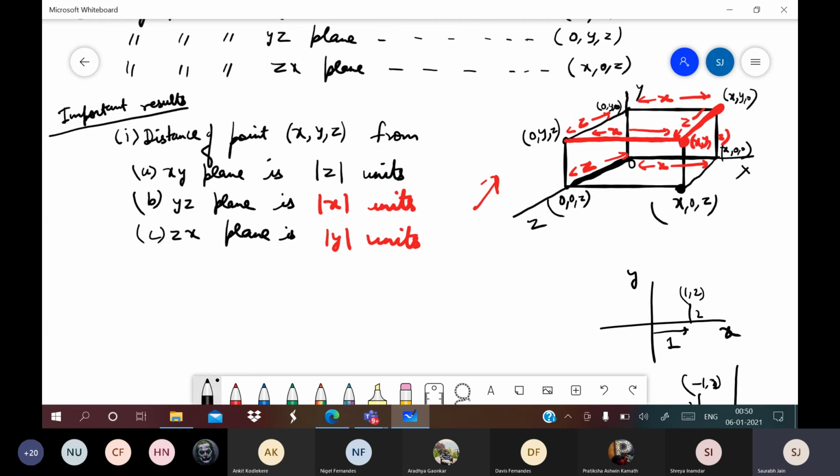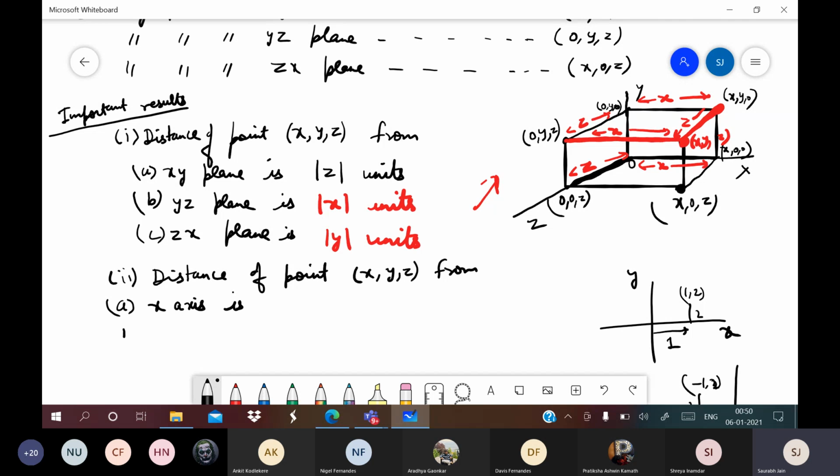Now the second point. Distance of this point from axis. Distance of point x, y, z from A, x axis is, B, y axis is, and C, z axis is. Even if you can remember one result, by symmetry you can write the others as well. Yes, who will tell me what is the distance of this point x, y, z from x axis? How will you see that distance?